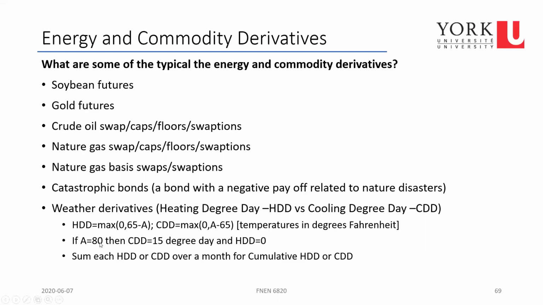So, to see how we can actually price a simple weather derivative: if the current temperature, for example, is 80 degrees, then in this case heating degree days will be 0, because you don't really need to turn on the heater. It's pretty warm, so the cooling degree days will be 15, because it's relatively warm in this case.